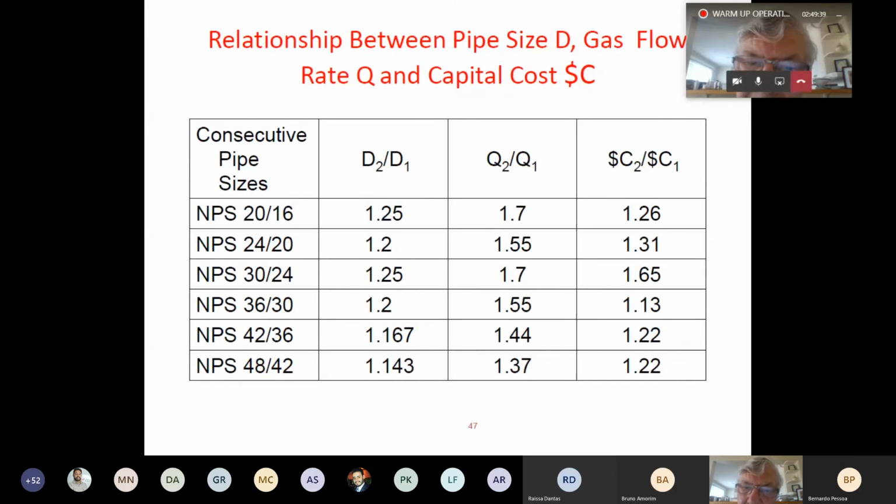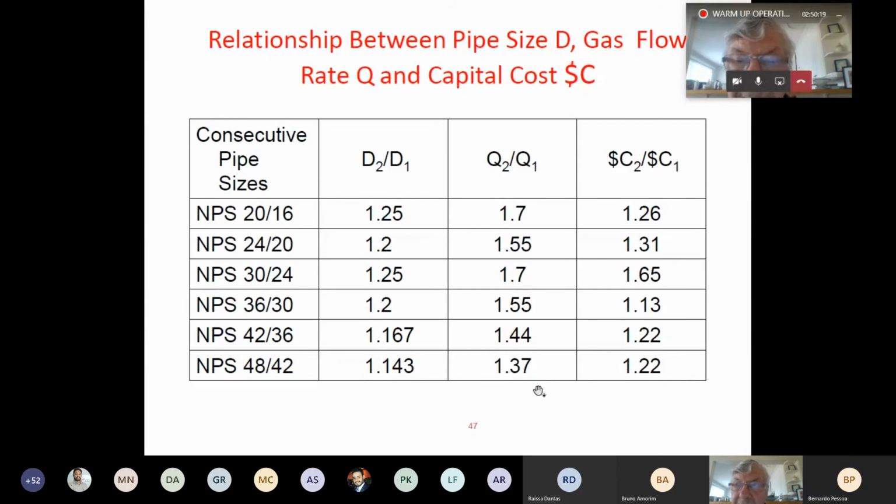Now, if you buy a bigger pipe, it'll be 20 inches rather than 16, so there's more steel. You'll have to make a bigger hole, a bigger ditch. So if you look at the ratio of the costs, and that's what the fourth column there is, you see that you get a benefit of 70% increase in flow, but it costs you 26% more. But that's still a good deal. And then as you look down the rest of that table, you'll see that the deal's not quite as good when you get 48 inches compared to 42. You have a 37% increase in flow, but the cost is a 22% increase.